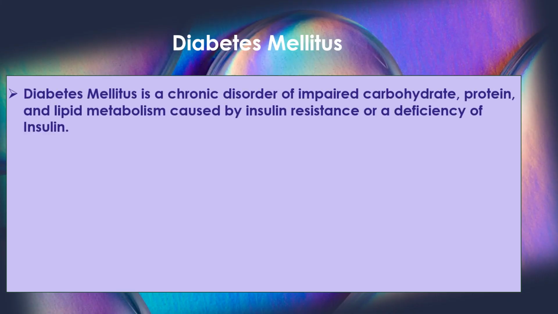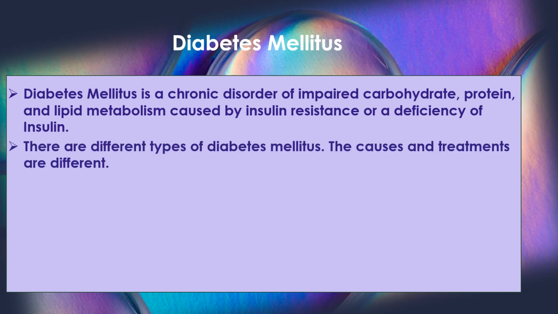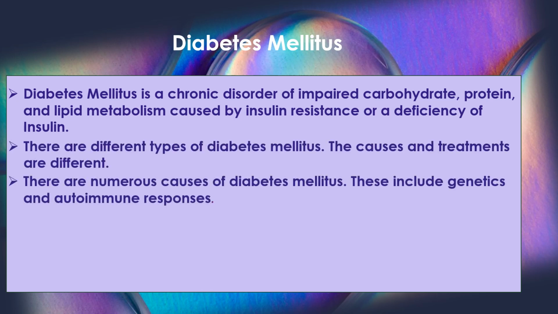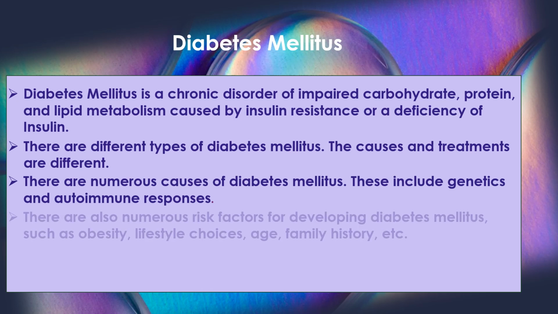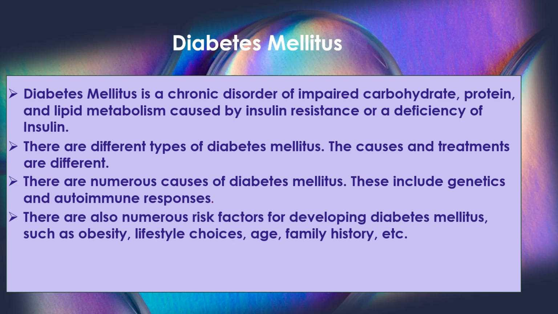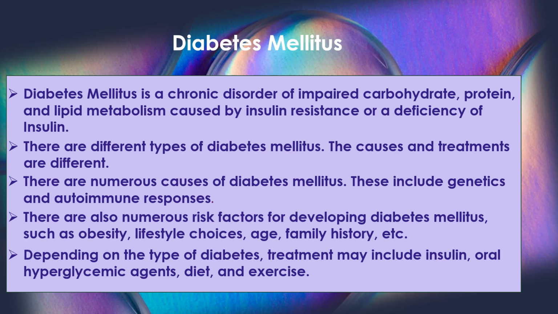Diabetes mellitus is a chronic disorder of impaired carbohydrate, protein, and lipid metabolism caused by insulin resistance or a deficiency of insulin. There are different types of diabetes mellitus, so the causes and treatments are different. There are numerous causes of diabetes mellitus, and these include genetic as well as autoimmune responses. There are also numerous risk factors for developing diabetes mellitus, such as obesity, lifestyle choices, age, family history, etc. Depending on the type of diabetes, treatment may include insulin, oral hypoglycemic agents, diet, and exercise.